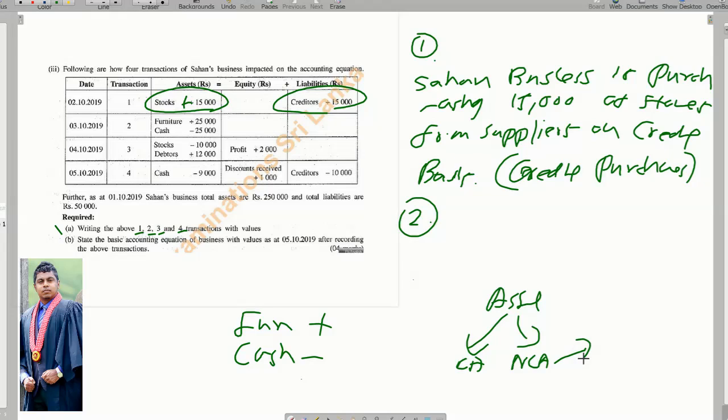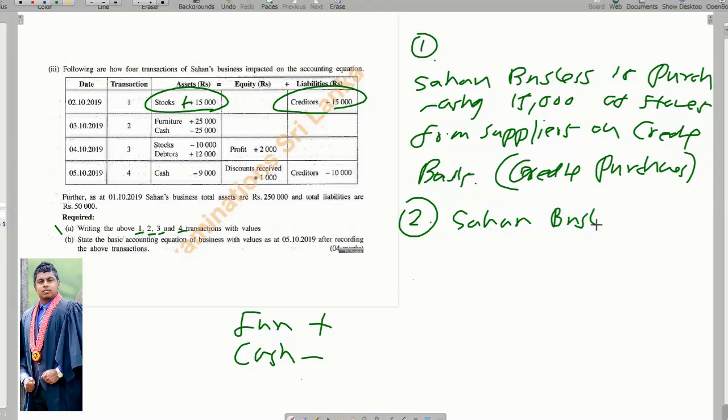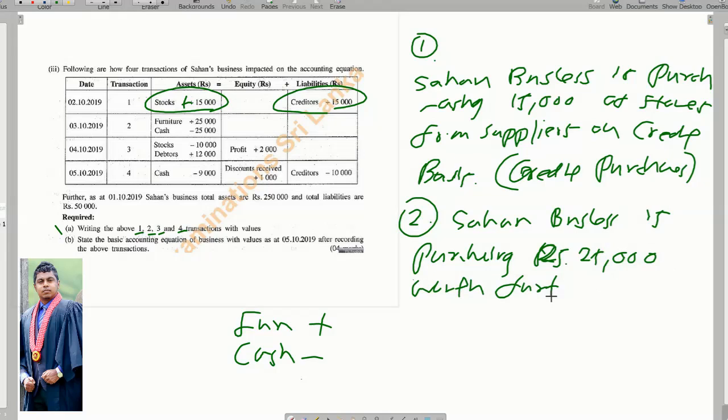So in that case, we can say that assets can be divided into two categories: non-current assets and current assets. Non-current assets normally mean the useful lifetime is more than 1 year, and we are expected to use that asset for more than 1 year. Therefore, furniture we can consider as non-current assets. So we can write the transaction. Furniture is increasing, meaning we are purchasing furniture, but cash is going to be decreased. Therefore, it's a cash purchase. Therefore, we can write Sahan business is purchasing 25,000 worth of furniture on cash basis.